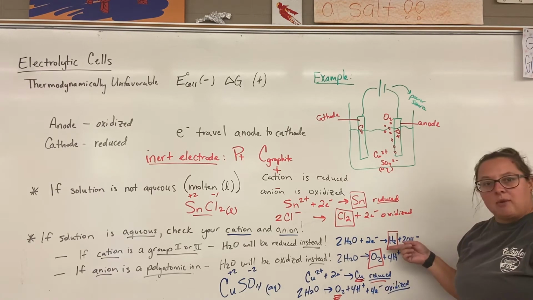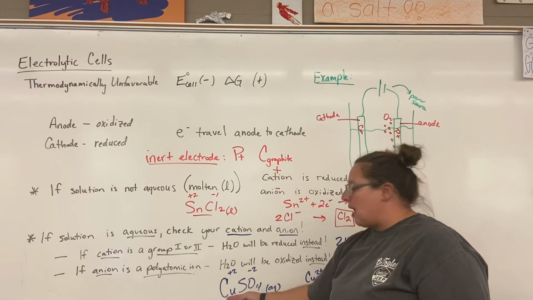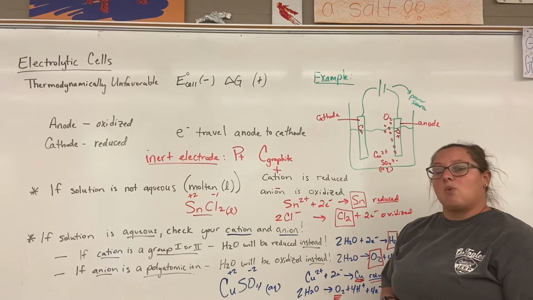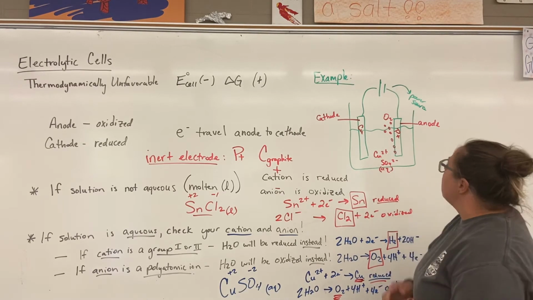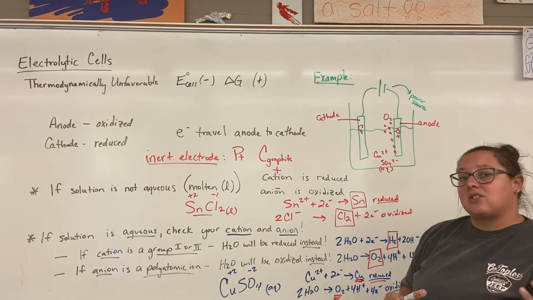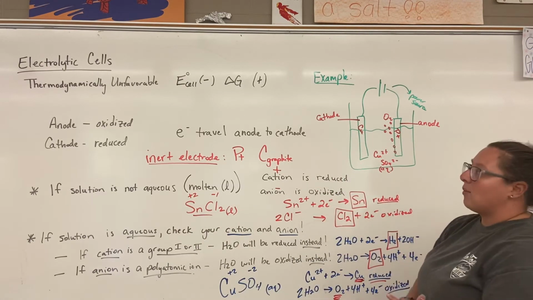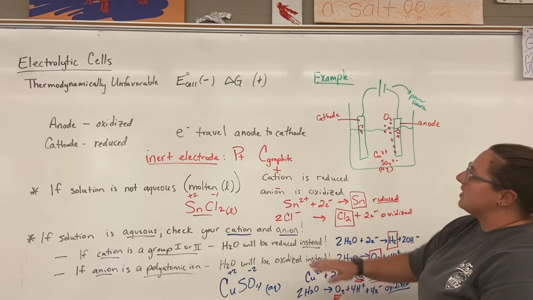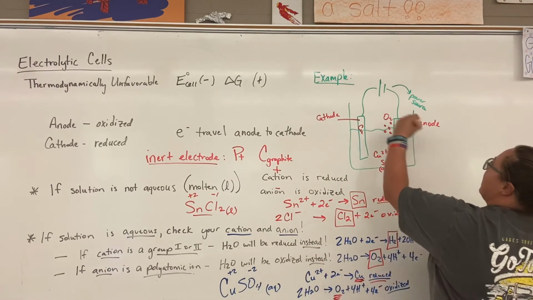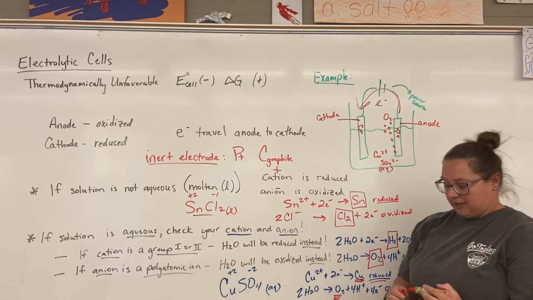We will not be forming hydrogen gas, however, because your copper will be the species that is reduced instead of the water forming hydrogen gas. And so this is how we can figure out and label our things in our electrolytic cell if we're dealing with aqueous solutions. Now, the question that I want to leave you with at the end is, how do these electrons travel? Well, they're still going to travel anode to cathode. So we're going to go from the anode to the cathode.